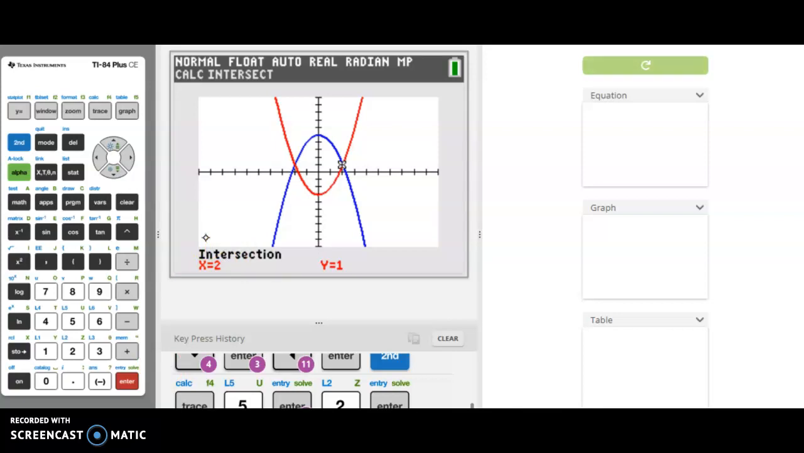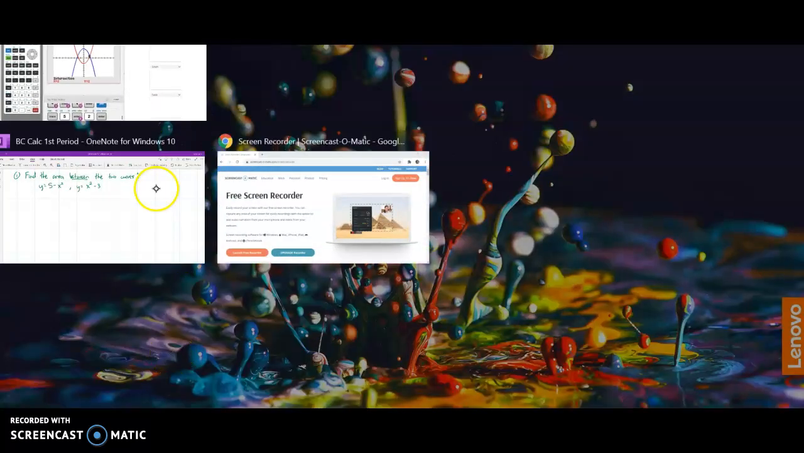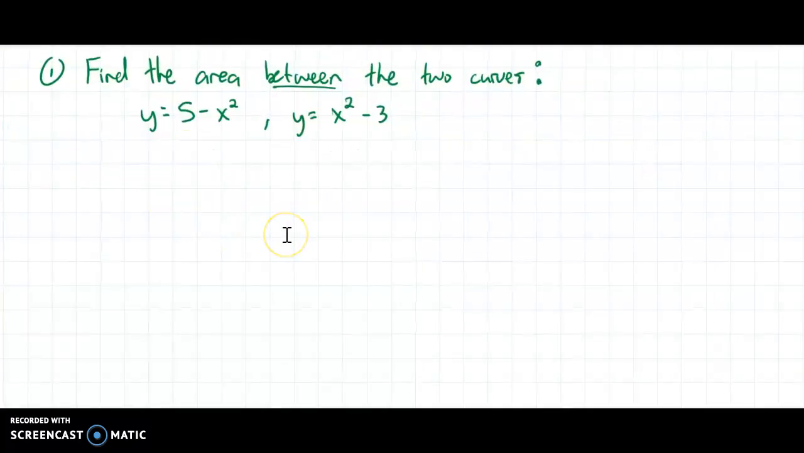So I'm going to flip back to here. This area is going to be calculated by the integral from -2 to 2. I always like to think of top minus bottom dx. So what do I mean by top minus bottom? I need to figure out which one of these equations up here is the top and which one's the bottom.